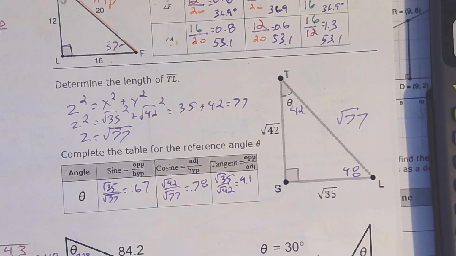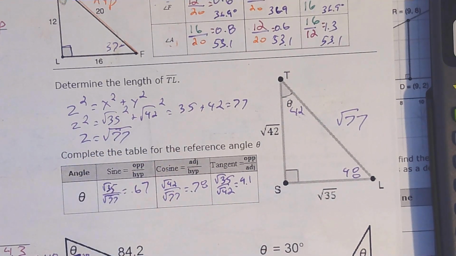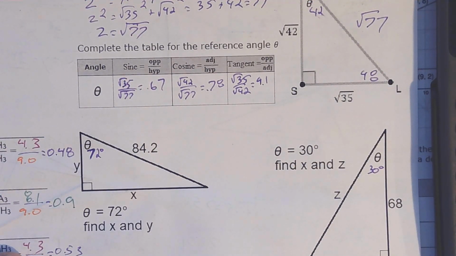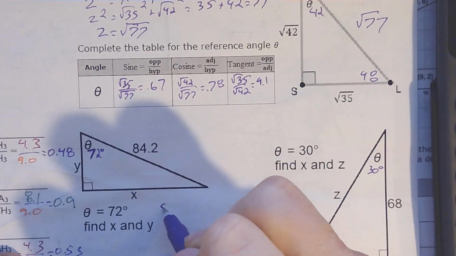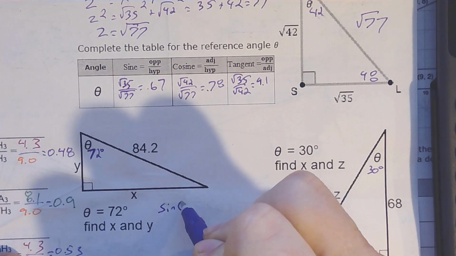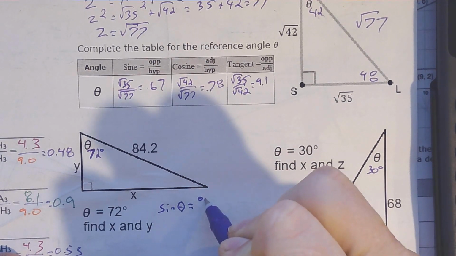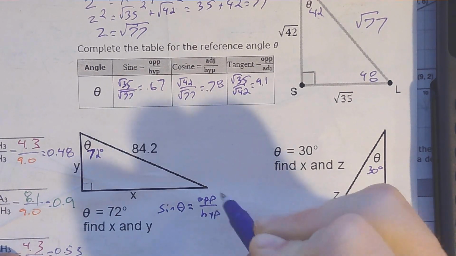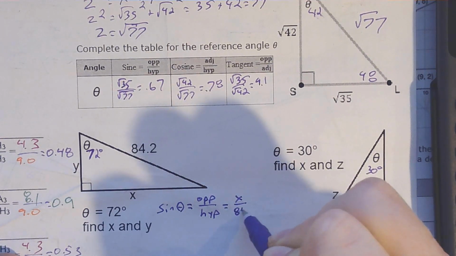If I know this is 72 degrees, and I want to solve for x, this is the hypotenuse. Well, you can't see it. Okay, let's do this one. If I want to solve for x right here, and this is the hypotenuse, I know that the sine of theta equals the opposite over the hypotenuse. In this case, it equals x over 84.2.